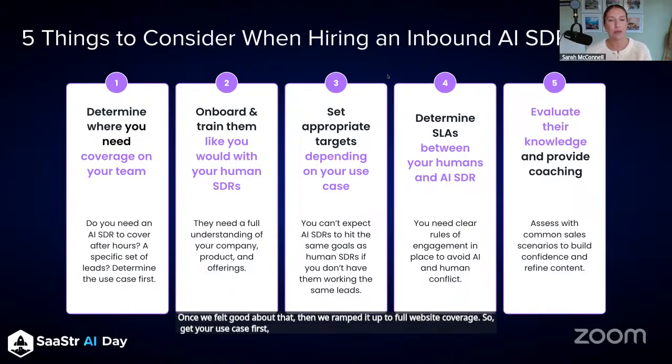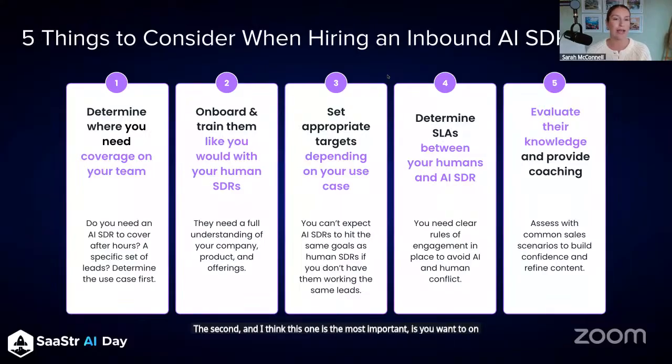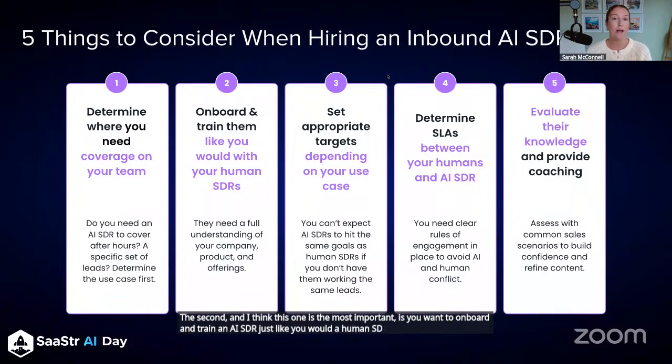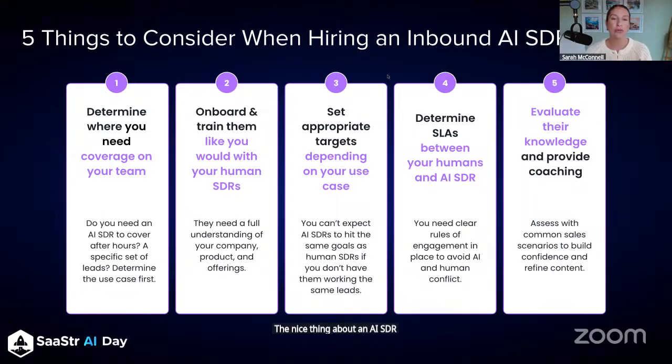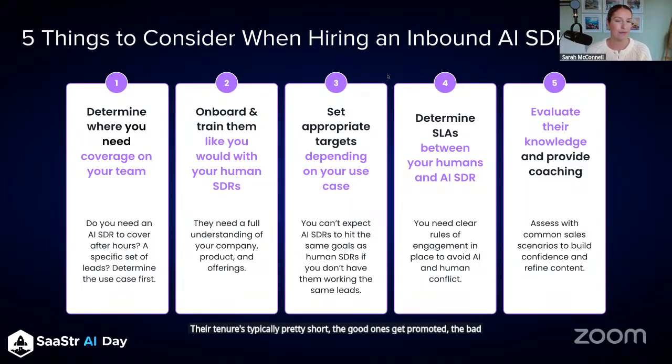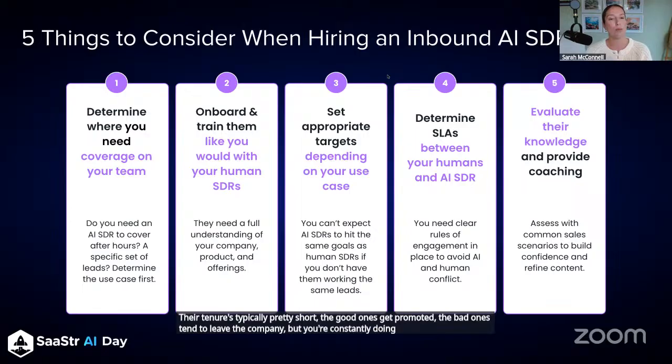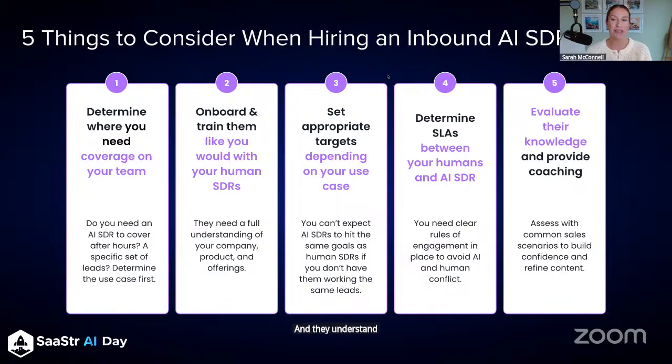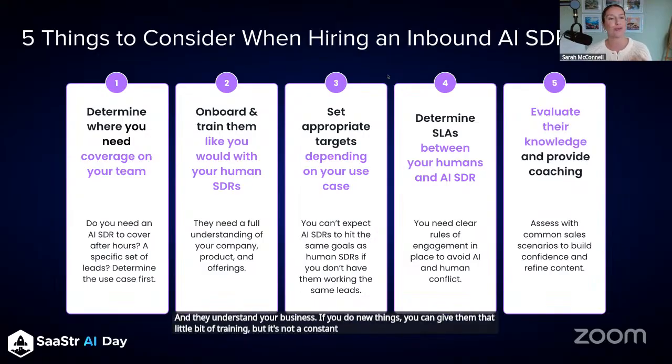The second, and I think this one is the most important, is you want to onboard and train an AI SDR just like you would a human SDR. The nice thing about an AI SDR is that once you go through that onboarding process and they're on the team, you don't have to keep doing it over and over again. With a human SDR, you hire them and their tenure is typically pretty short. The good ones get promoted, the bad ones tend to leave, but you're constantly doing onboarding and training. With an AI SDR, you do it one time and they understand your business. If you do new things, you can give them a little bit of training, but it's not a constant cycle of training someone and leaving. But you want to onboard them like you would that human SDR.